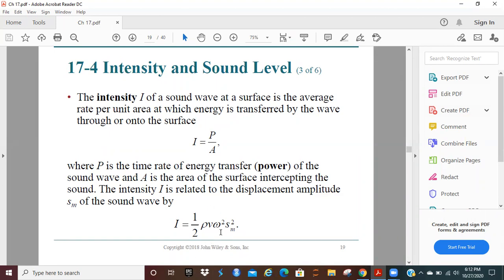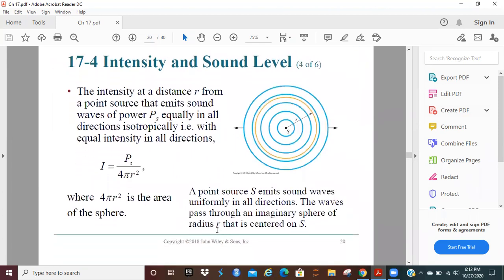The intensity at a distance r from a point source that emits sound waves of power P_s equally in all directions, isotropically, with equal intensity, is going to be given by this. So your intensity is going to be the power divided by 4 pi r squared. A power source S emits sound waves uniformly in all directions. The waves pass through an imaginary sphere of radius r that is centered at S.